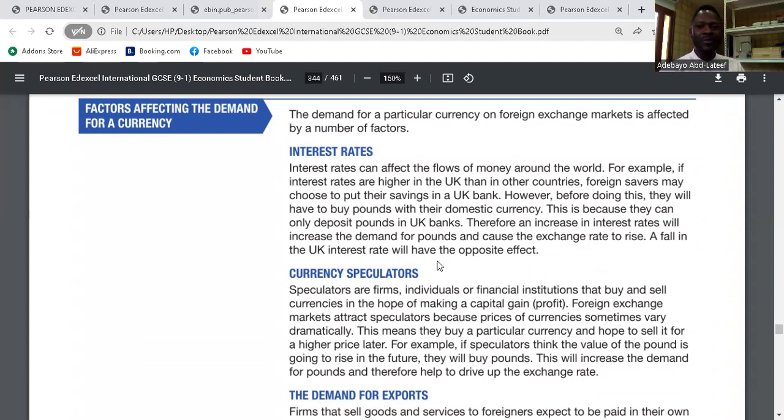So here they wrote, interest rates can affect the flows of money around the world. For example, if interest rates are higher in the UK than in other countries, foreign savers may choose to put their savings in the UK bank. That was the case of interest rate yesterday, the one I sent you as a case study. The Nigerian interest rate is increasing. So foreign savers would want to save in Nigeria to enjoy that. As a result, the demand for Nigerian currency, the naira, will increase. Do you get it? So that's the point they're making here. However, before doing this, they will have to buy pounds with their domestic currency.